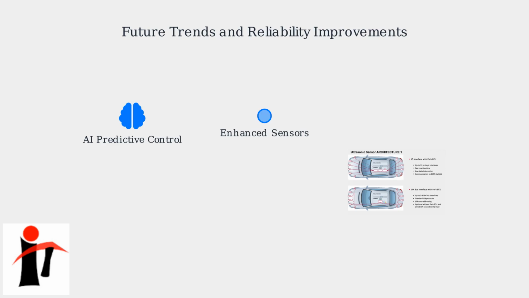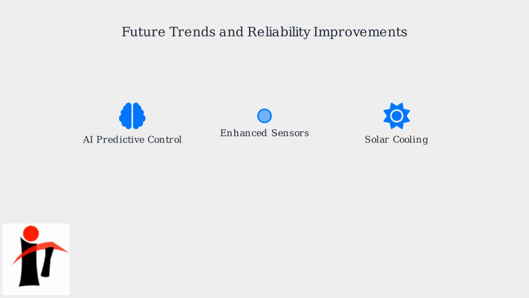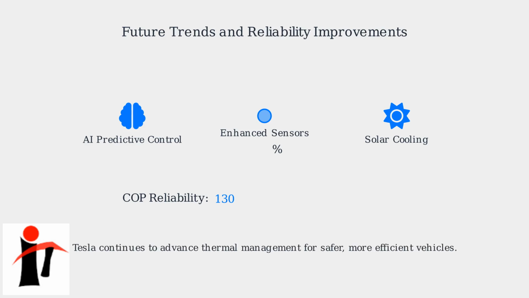consistent performance. Solar-assisted cooling in parked vehicles will optimize efficiency and sustainability, drawing power from solar panels to maintain ideal cabin temperatures. These advancements integrate with holistic thermal management systems, projecting a 30 to 40% increase in COP reliability by 2030, driven by regulatory pressures and technological innovation. Stay tuned for further advancements in Tesla's thermal management systems, making vehicles safer and more energy efficient.